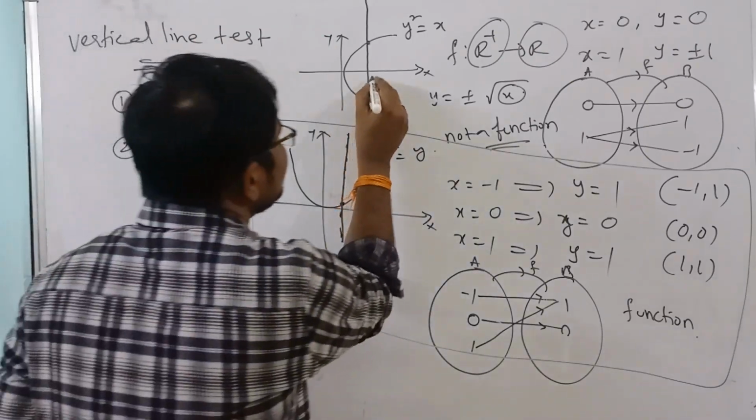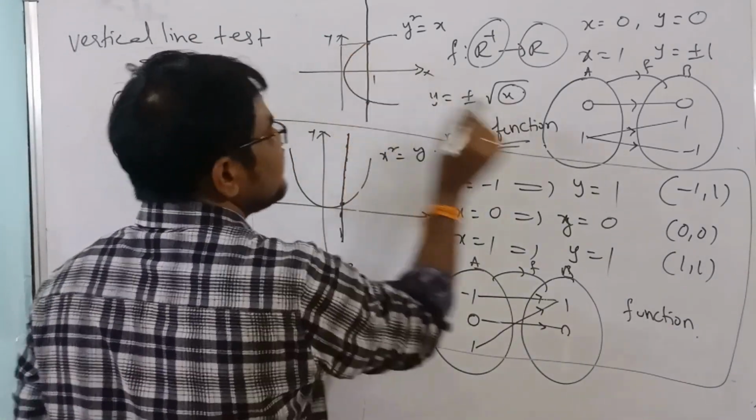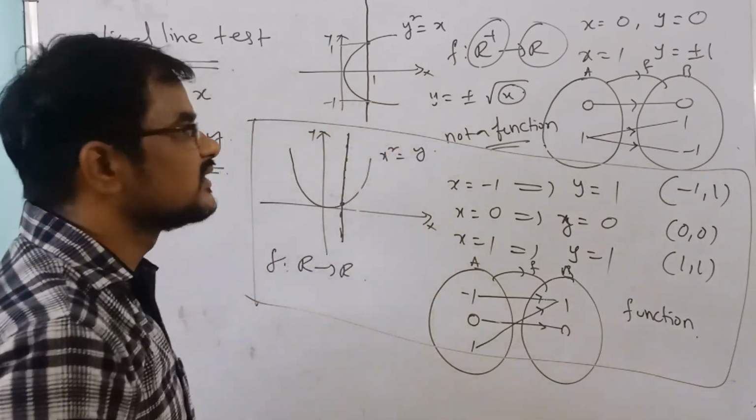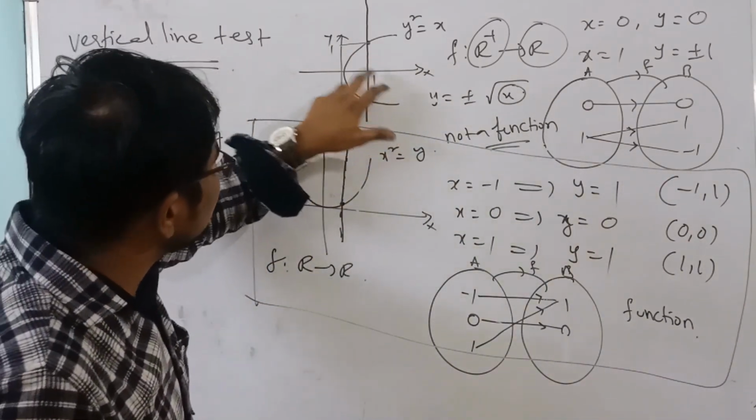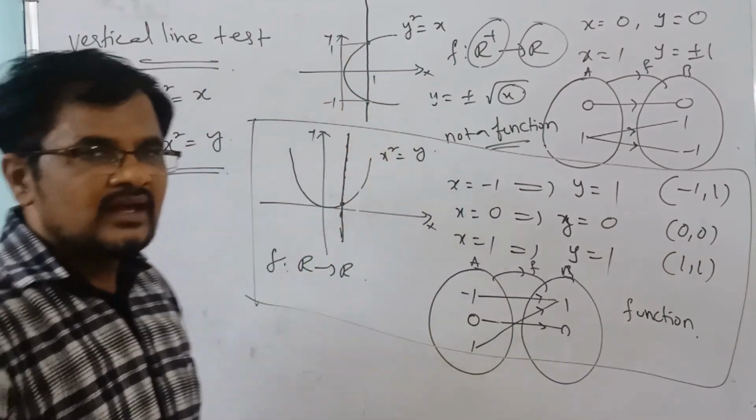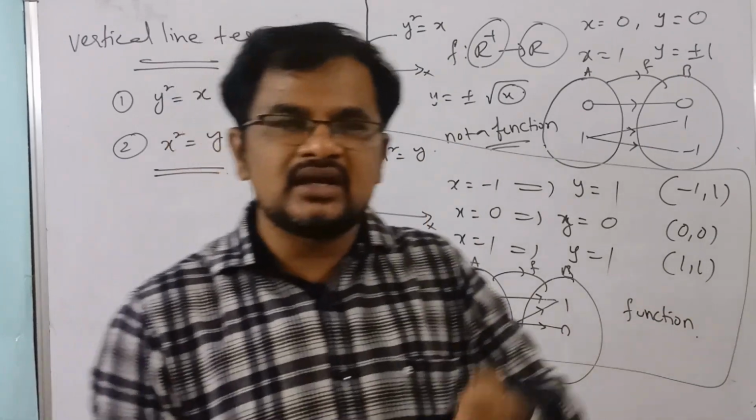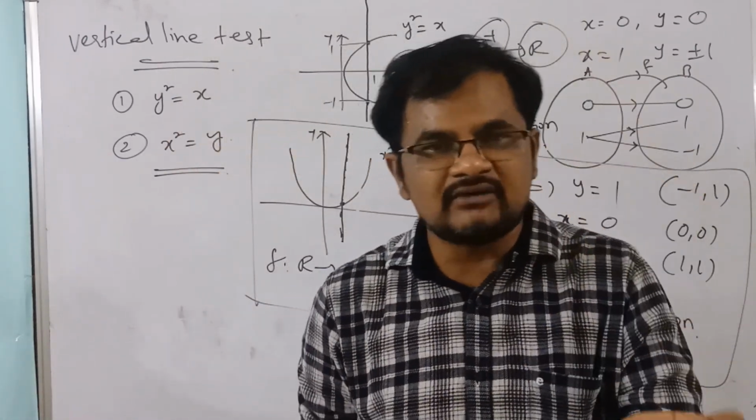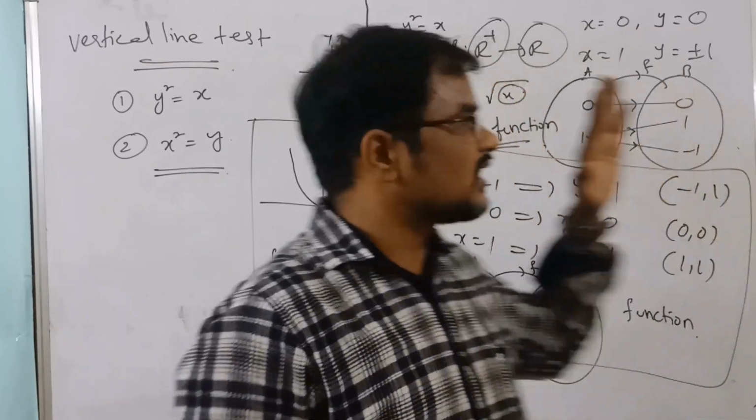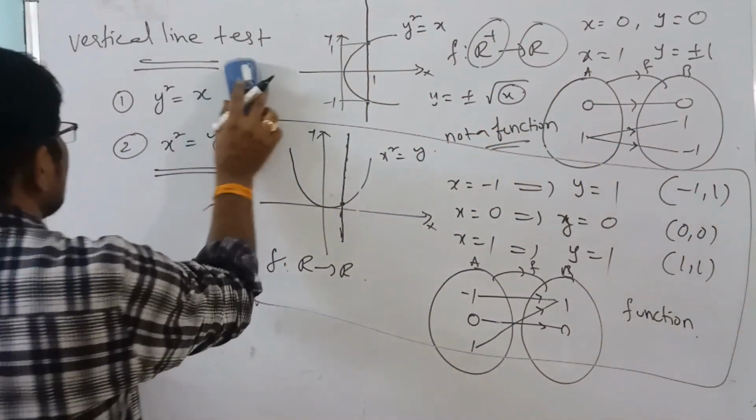Here if you take x equal to 1, the y value is 1, and here it is minus 1, right? It means for 1 there are 2 images, 1 and minus 1. So if you draw a line parallel to the y-axis and it intersects the graph at more than one point, it is not a function. Okay? So take one more example like this.